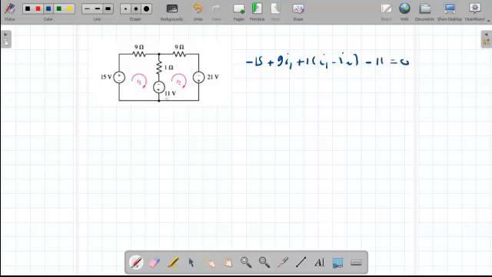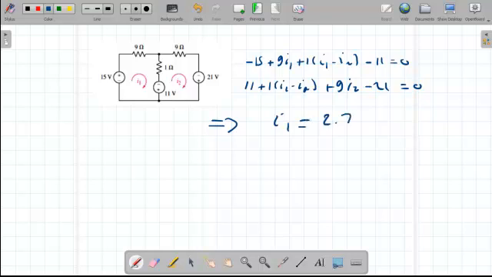In the second mesh, we start from here: 11 plus 1 times, now we are in mesh 2, (I2 minus I1), plus 9I2 minus 21 equals 0. After we organize these equations and solve them, we find that I1 will equal 2.7273 amp and I2 will equal 1.2727 amp.